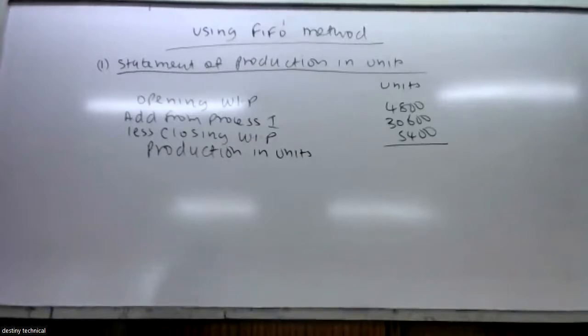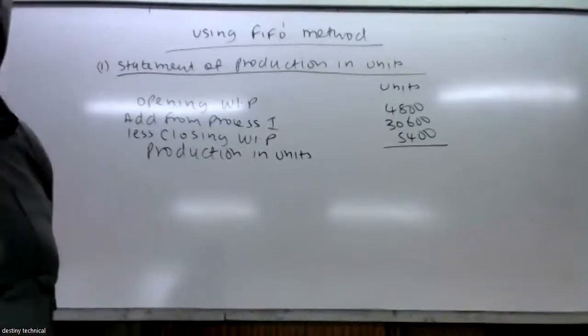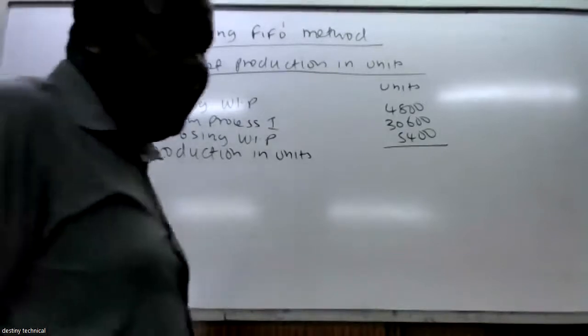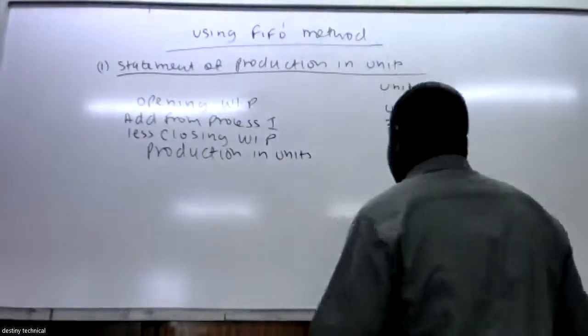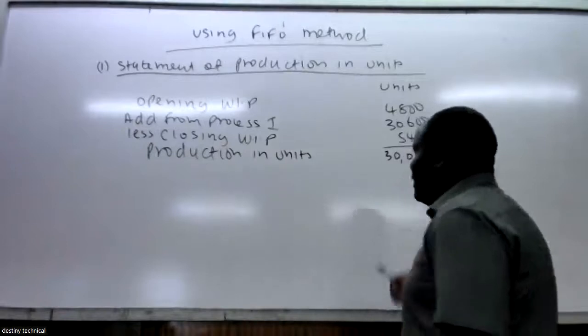Remember, it is opening work in progress. You add from process 1, then you less the closing work in progress. It cannot be 40,800. The last one you subtract. So it will give you 30,000 units.